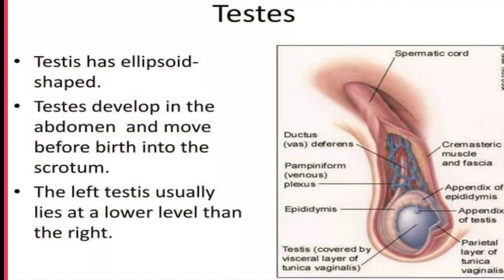The male reproductive system has a pair of testes. Testes have an ellipsoid shape. Testes develop in the abdomen and move before birth into the scrotum. The left testis usually lies at a lower level than the right testis. In this image, you can look for the testis. This is one of the testes. In the male reproductive system, there are two such testes.